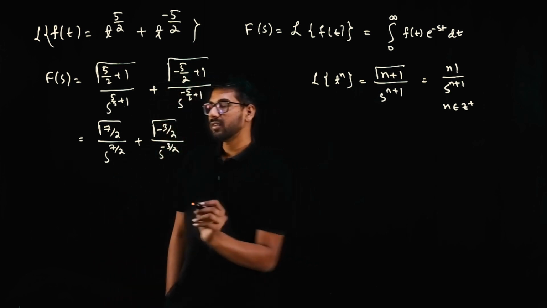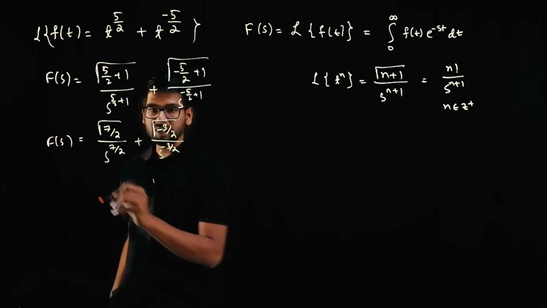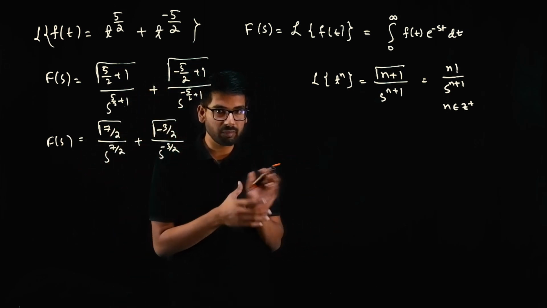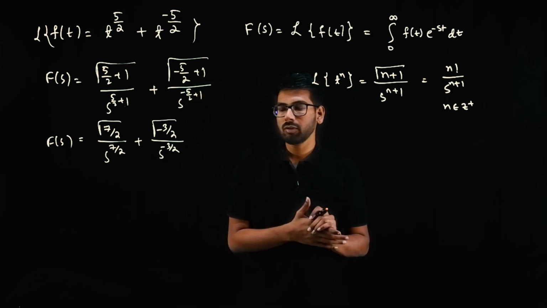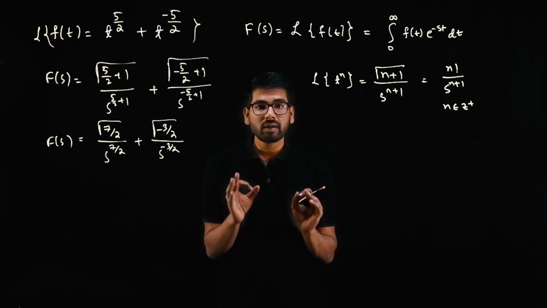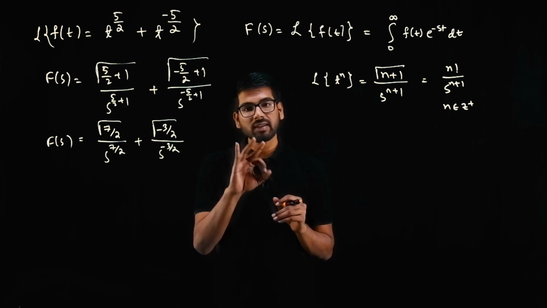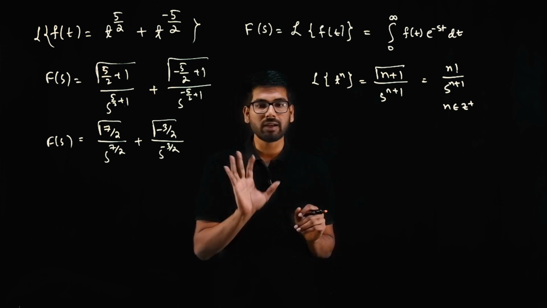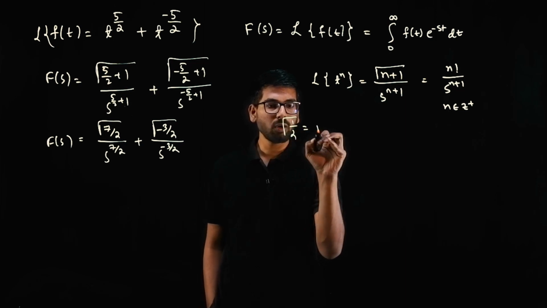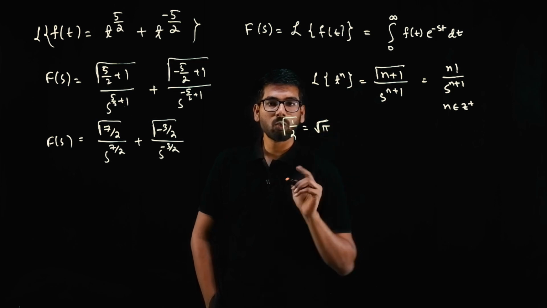This is not the final answer, because they expect us to write the value of gamma. Gamma of 7 by 2 is some value, some real number. So how do you find gamma values? You need to learn some basic formulas, basic values. That is, gamma of 1 by 2 is always square root of pi. This is the value that we know.